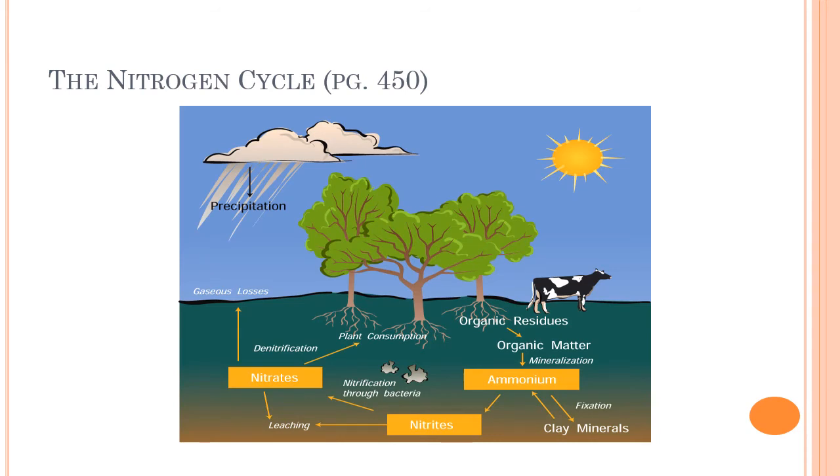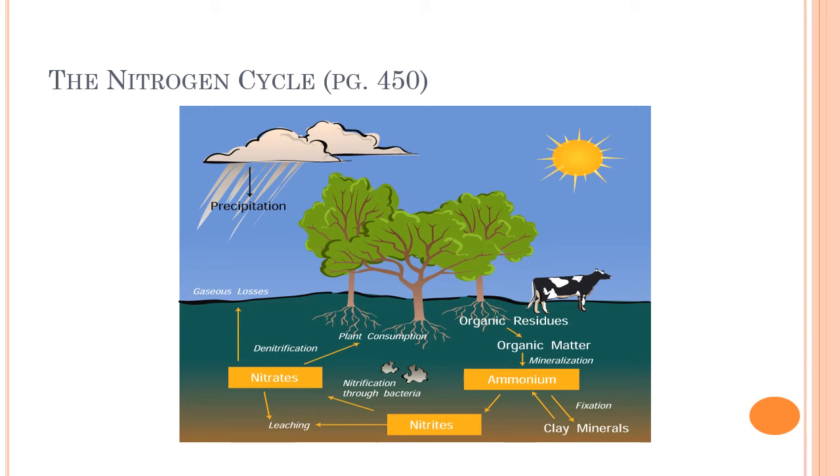Lastly, we have the nitrogen cycle. Nitrogen makes up 78% of our air that we breathe. For us, it just doesn't react. It's inert and we don't really use it. We just breathe it in, we breathe it back out. However, this is one of the key ingredients to helping plants grow.